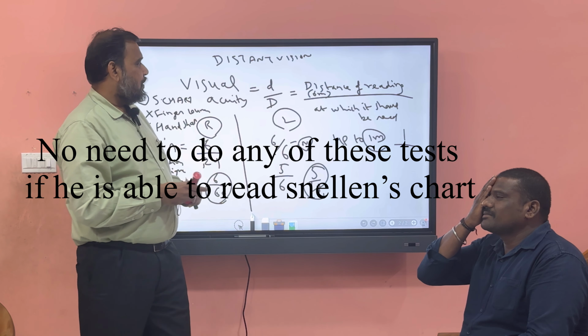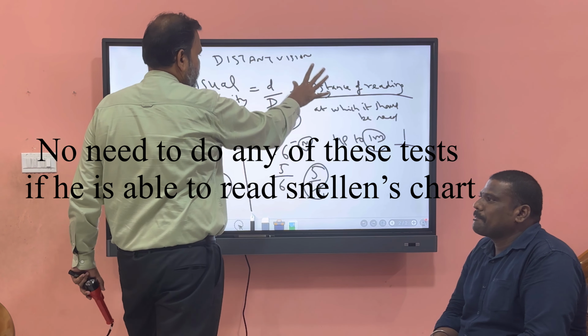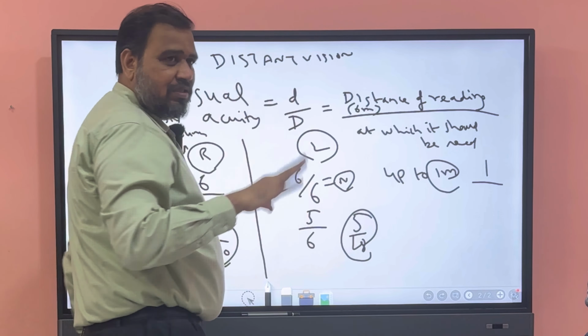So this is how we go for distant vision. Snellen chart, 6 meter distance, normal is 6 by 6. Always see that you put right, left. So for a normal subject, right side 6 by 6, left side 6 by 6. Usually it will be 6 by 6, 6 by 6.